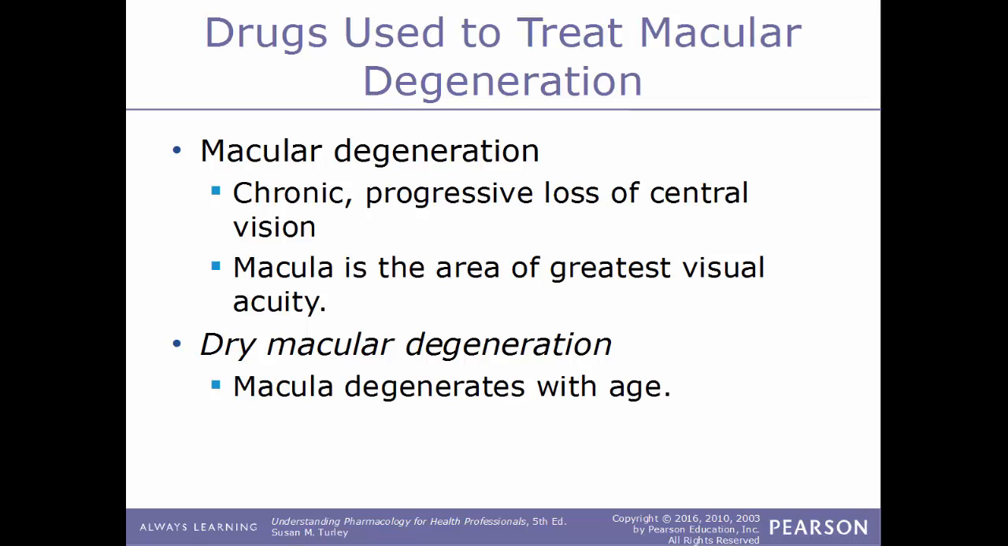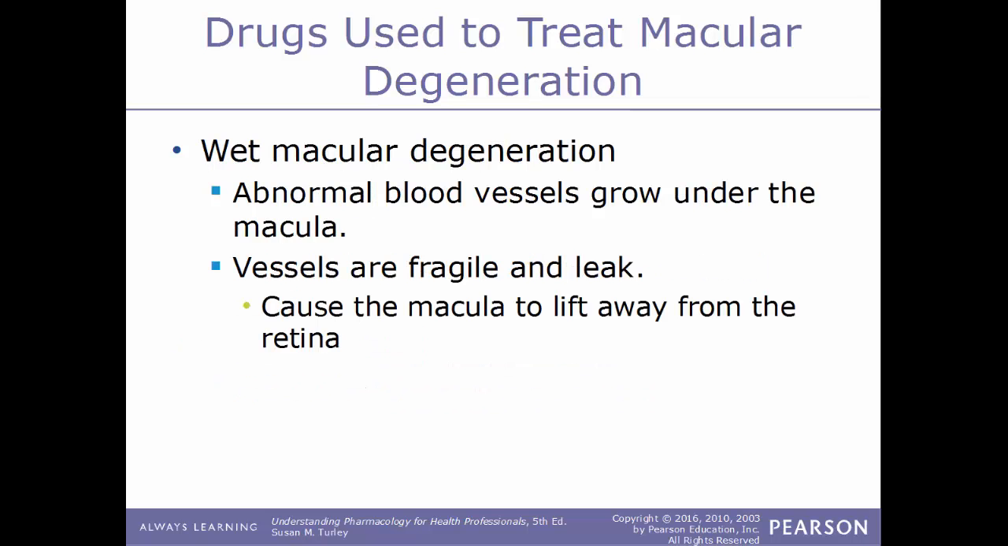It can either be dry or wet. So when you have dry macular degeneration, this is the kind that occurs naturally with age. Now you can also have what's called wet macular degeneration. This is where you have abnormal blood vessels that will grow under the macula. And these vessels are pretty fragile and will start to leak pretty easily. Now when they start to leak, this causes the macula to lift away from the retina.